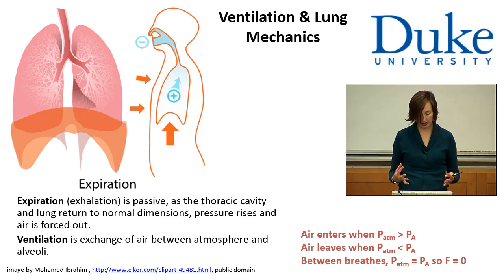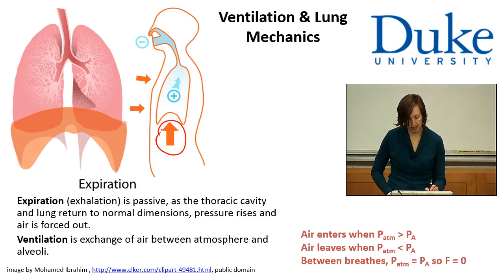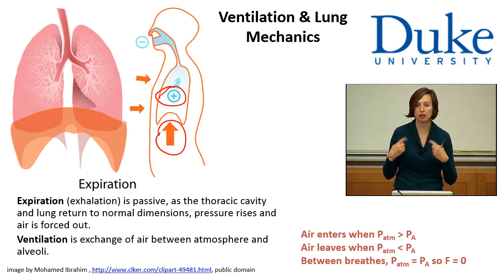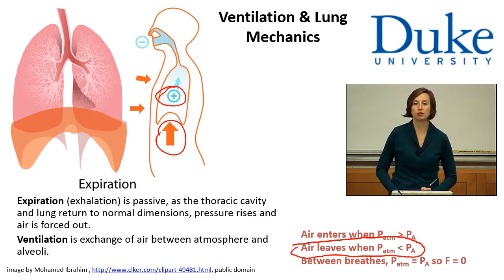When we expire, that's usually passive under normal conditions, and that's just when the thoracic cavity, the chest wall, and the lung return to their normal dimensions. And as that happens, the diaphragm becomes dome-shaped as it relaxes. That's going to increase the pressure in the lungs, and that will make its pressure greater than atmospheric pressure, and so air will flow out. So that's what's here, where air leaves when the atmospheric pressure is less than the alveolar pressure.